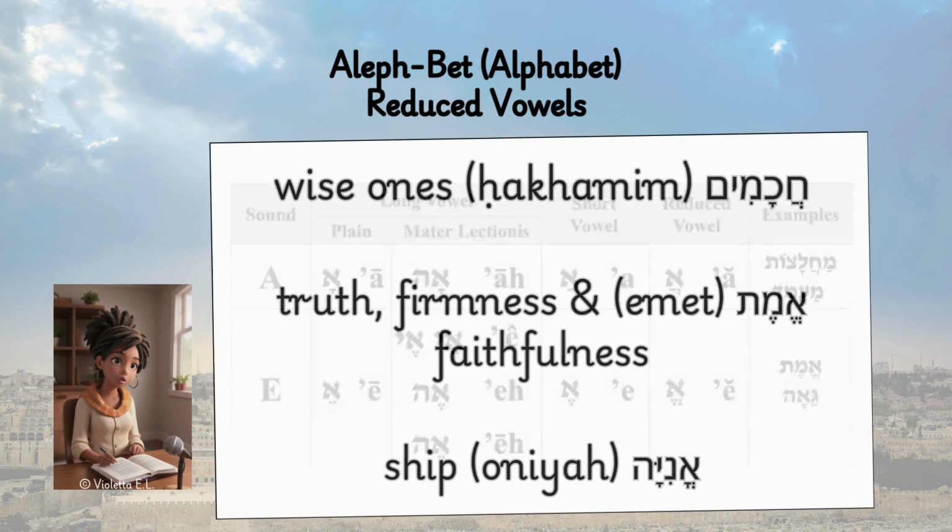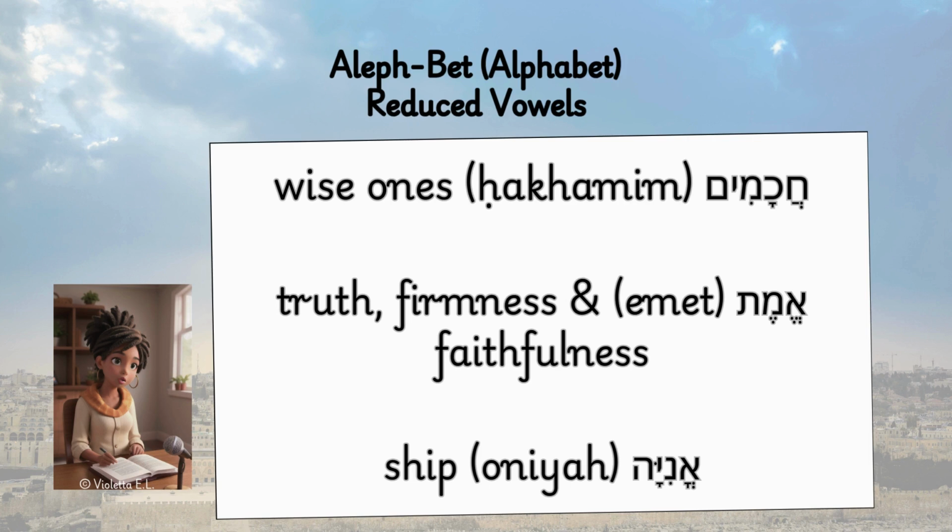For example, chachamim, which means wise ones. The chet has a reduced patach, kataf patach, because gutturals like chet typically require a reduced vowel rather than a silent shva. Emet, which means truth and firmness. The aleph takes a kataf segol to provide a minimal vowel sound. Oniyah, which means ship, the aleph carries a kataf kamatz, indicating a very short O vowel.